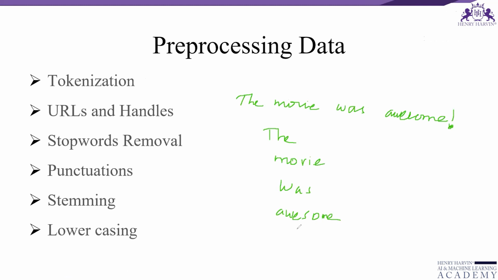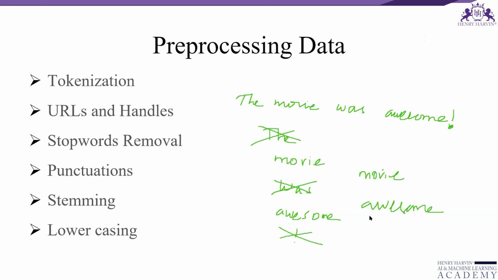So the next step, URLs and handles, no URLs over here. Stop words can be removed. So what are the stop words? The can be removed, was can be removed, and then when it does punctuation, this can be removed. So we will be having only two words over here. One is movie and the next one is awesome, right? We have only these two, movie and awesome.